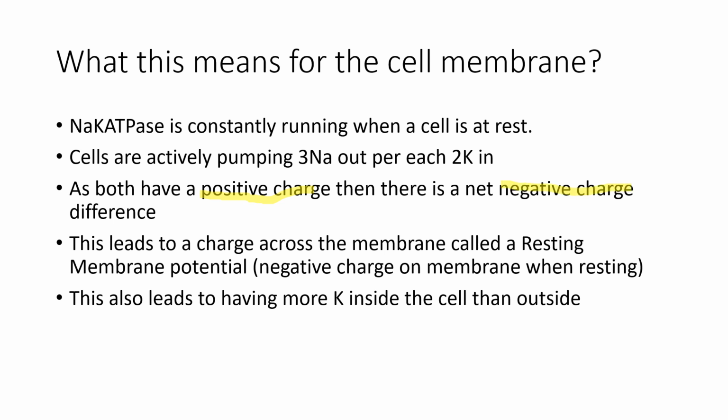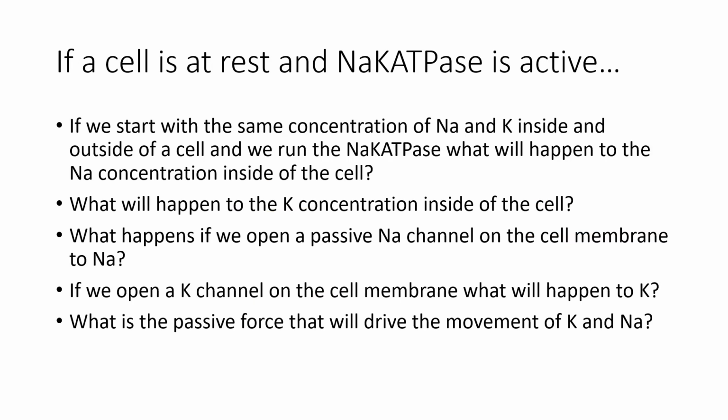So because of this, as we're pumping 3 positives out and 2 positives in, the membrane will end up having a charge when it's resting. When it's resting, it doesn't mean it's not doing anything. It means it's getting ready to do something. And so we call that charge the resting membrane potential. So it's a negative charge on the membrane when the cell is at rest. This also leads to more potassium inside the cell than outside the cell, and more sodium outside the cell than inside.